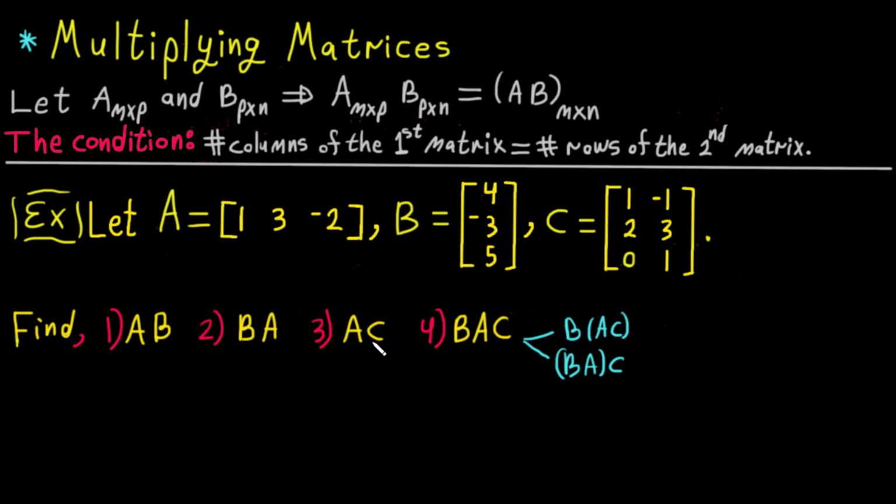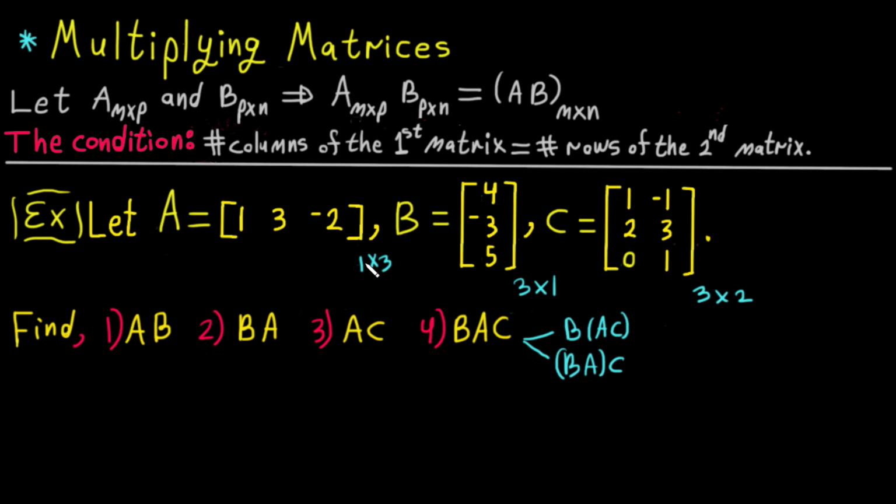Before we solve this exercise, let's see how we can multiply two matrices. Let A be a matrix which has the size M by P. What does this mean? It is the size. For example, this matrix A has one row and three columns. So here we write the number of rows, and here the number of columns. But this matrix has three rows and only one column. And this matrix has three rows and two columns.